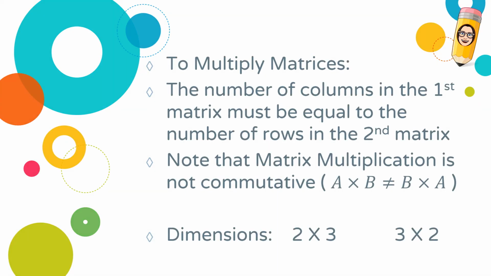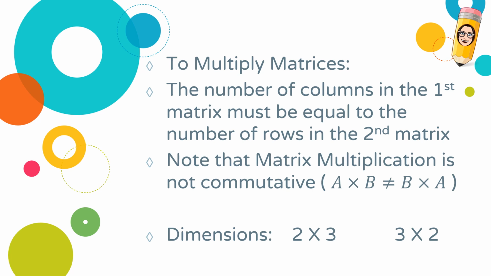Alrighty, let's start off by going over a few multiplying rules. To multiply matrices, the number of columns in the first matrix must equal the number of rows in the second matrix. We've already discussed dimensions of matrices, so writing these out will make that process way quicker.